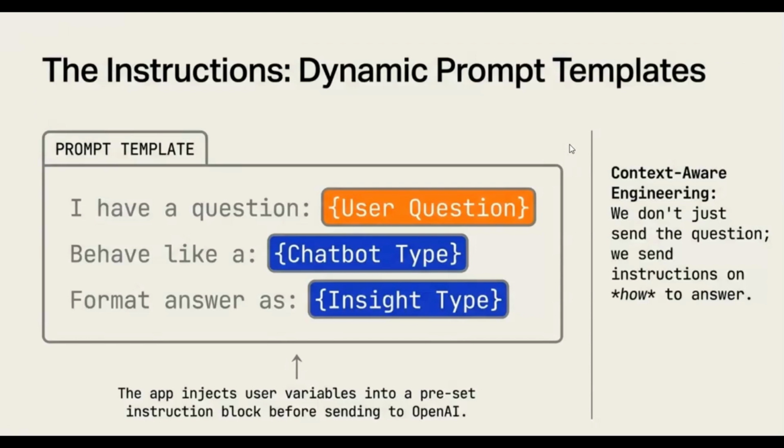to behave like. Now, as I said, we are going to be allowing it to be professional, creative, balanced, and that is going to be termed as our chatbot type. And we are going to be formatting this answer as insight type. And as I said, we can choose it to be detailed or short and concise.